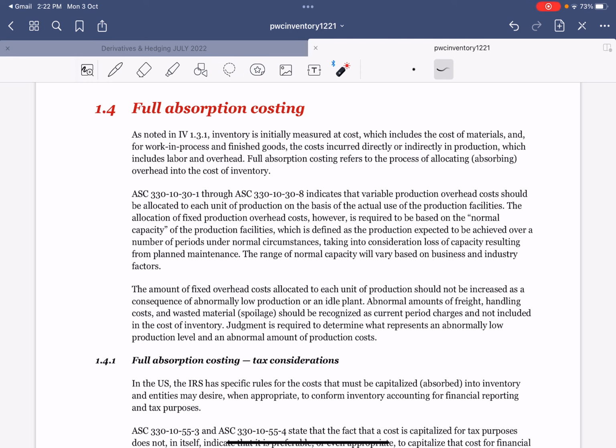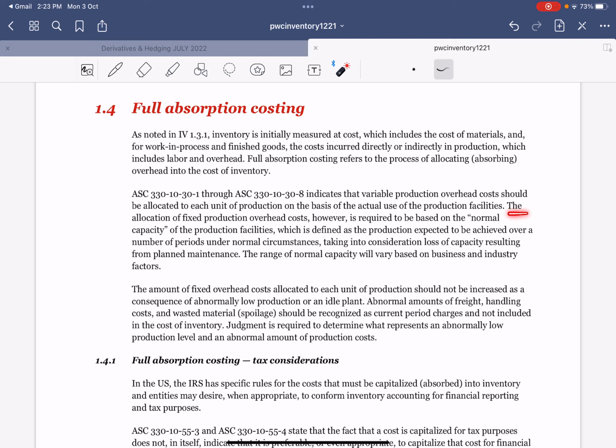So this is the method of absorption costing. This is an allocating method. Full absorption costing is one of the methods. ASC 330 indicates that variable production overhead cost should be allocated to each unit of product on the basis of actual use of production facilities. The allocation of fixed production overhead cost, however, is required to be based on normal capacity of the production facility, which is defined as the production expected to be achieved.